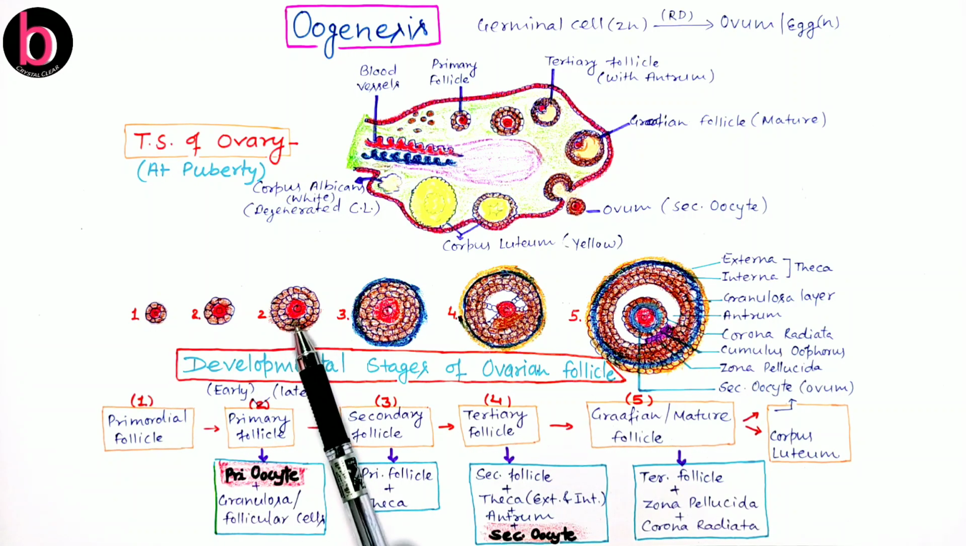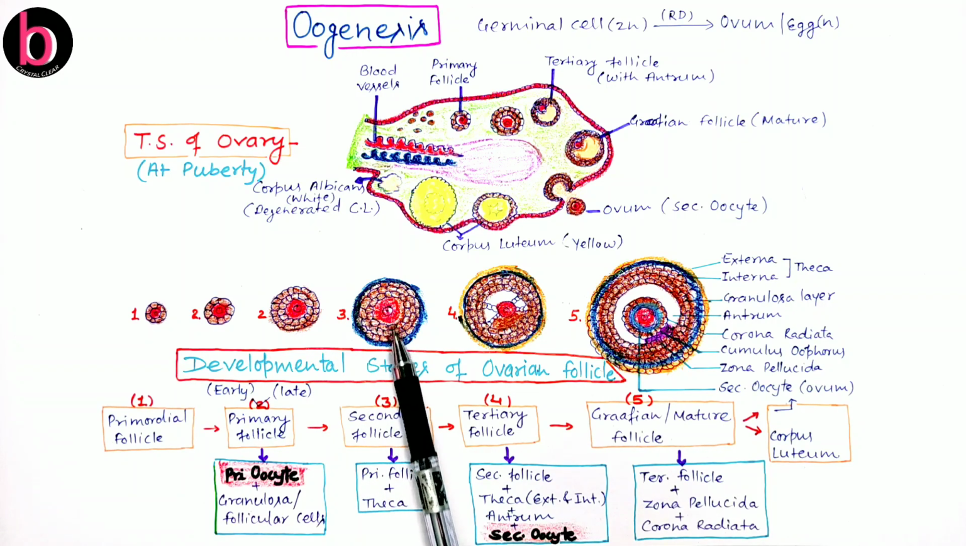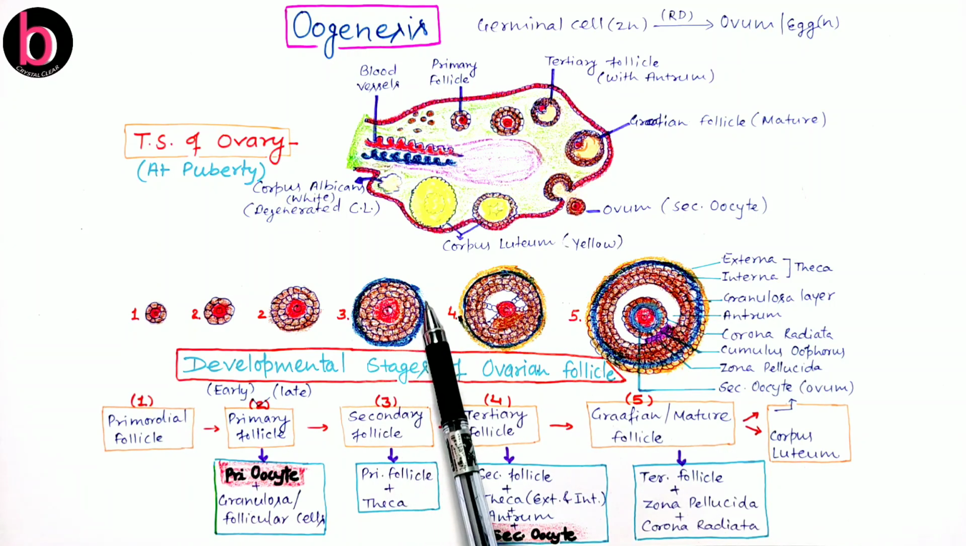Now this primary follicle is later converted into the secondary follicle. So what is the secondary follicle? This is the primary follicle plus one more additional layer formed by the germinal epithelium, known as the theca layer. In this diagram, the outermost layer is the theca layer. So what is the basic difference between the secondary and primary follicle? In the secondary follicle there is the presence of the theca layer.